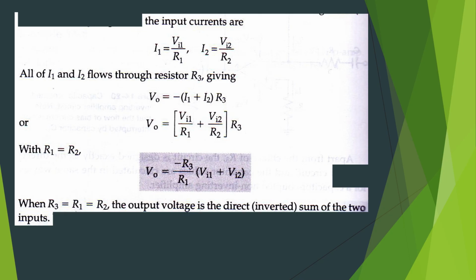When all the three resistors are equal, when R3 equal to R1 equal to R2, the output voltage is the direct but inverted sum of the two inputs.